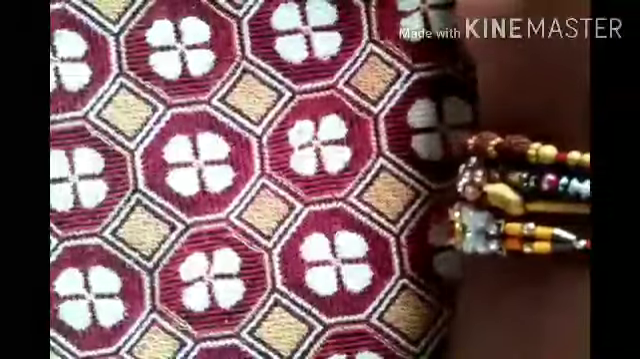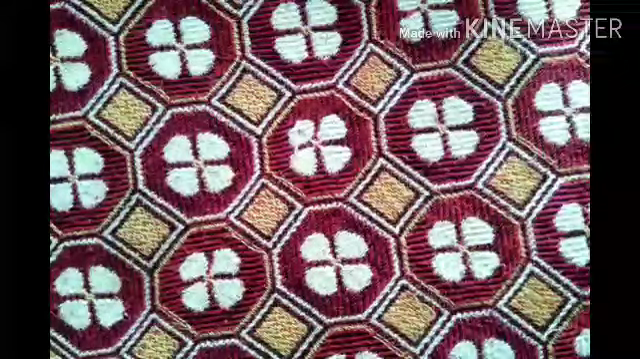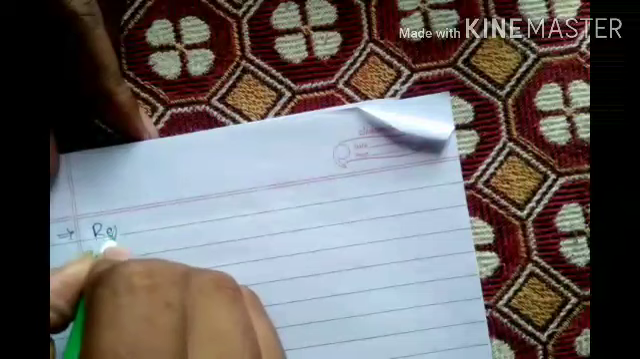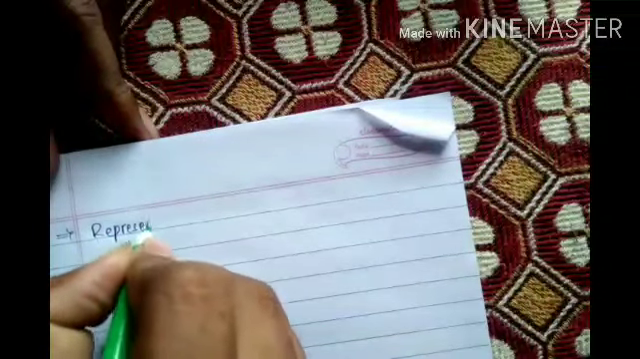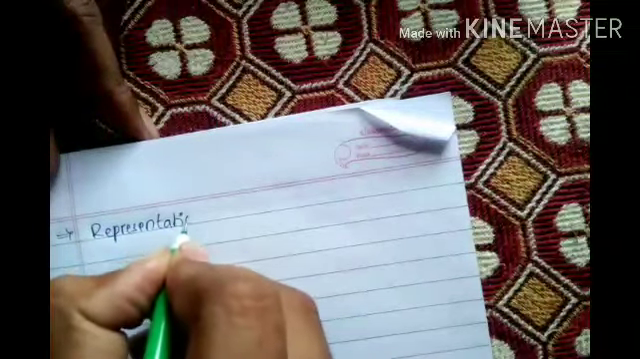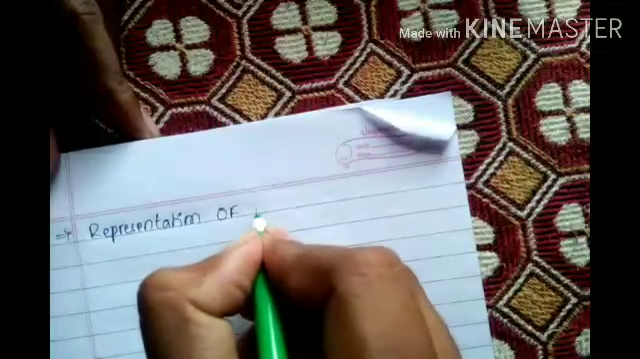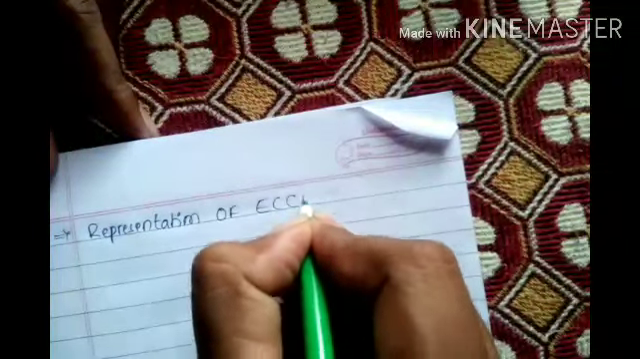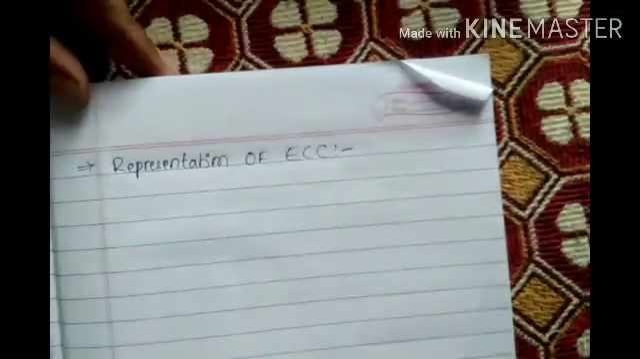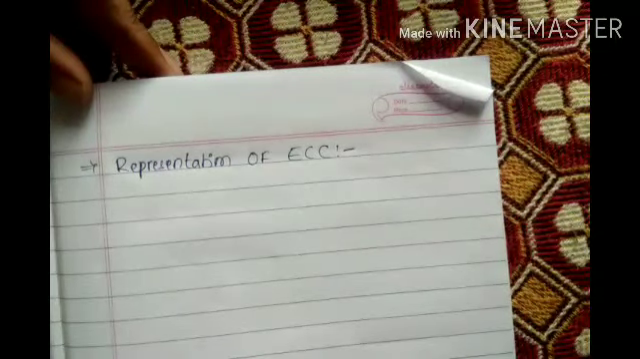Now these are the differences between the electrochemical cell and the electrolytic cell. Next one is the representation of the electrochemical cell.